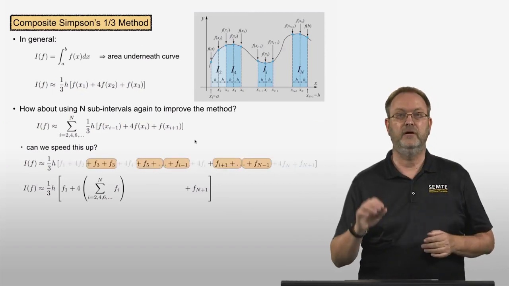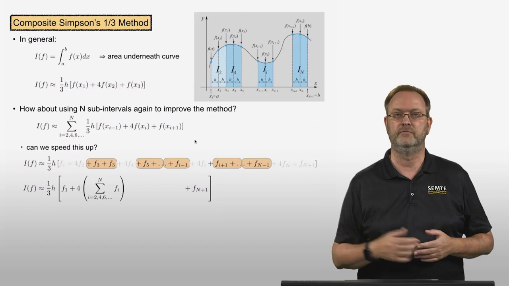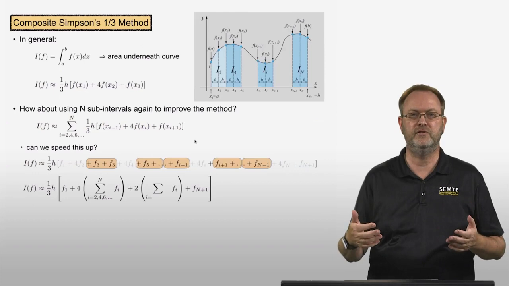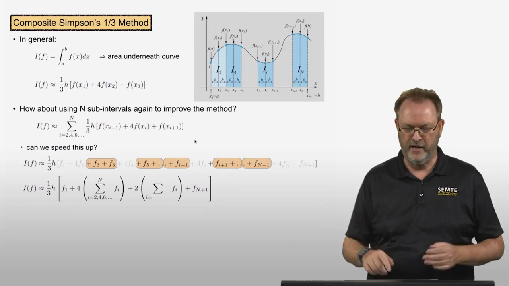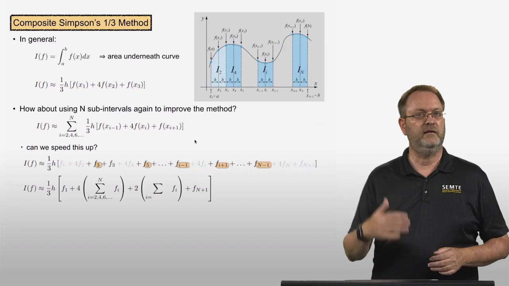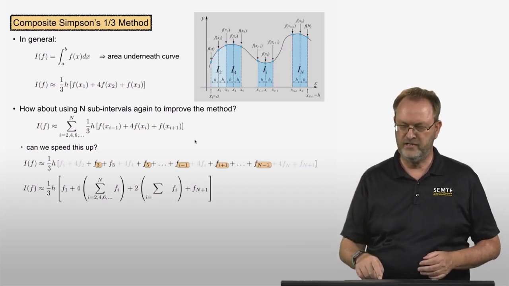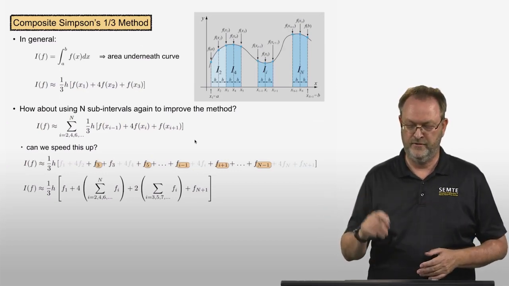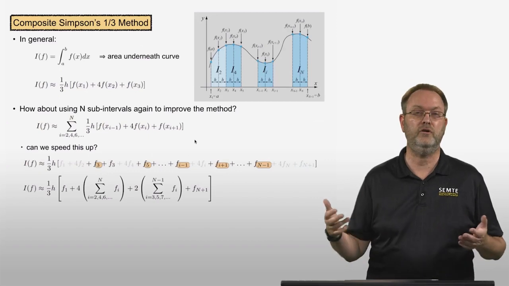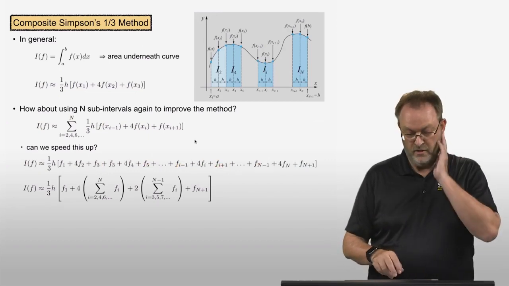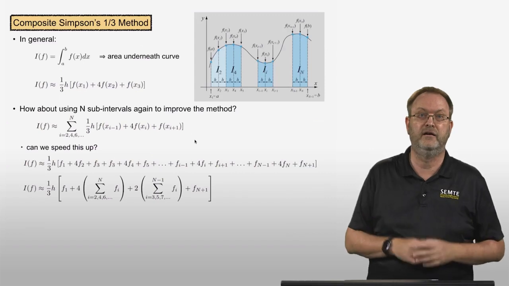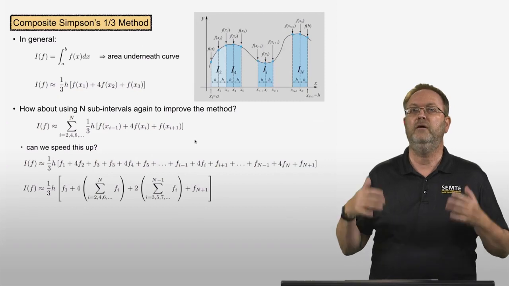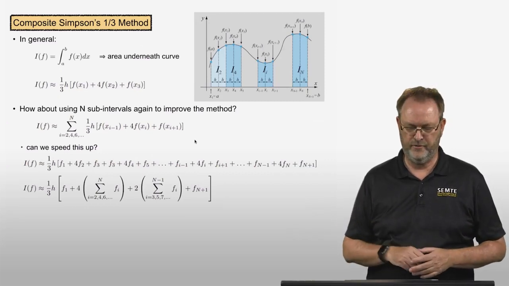And then we have some function values that appear twice, which means we can combine them, and that would leave us with 2 times the sum of fi, where i starts at 3, then goes to 5, 7, all the way to n minus 1. So we go again by 2, but we start with the odd points. Okay, so that's the equivalent, more compact formula, where we actually need to evaluate the function only once at every one of our data points.